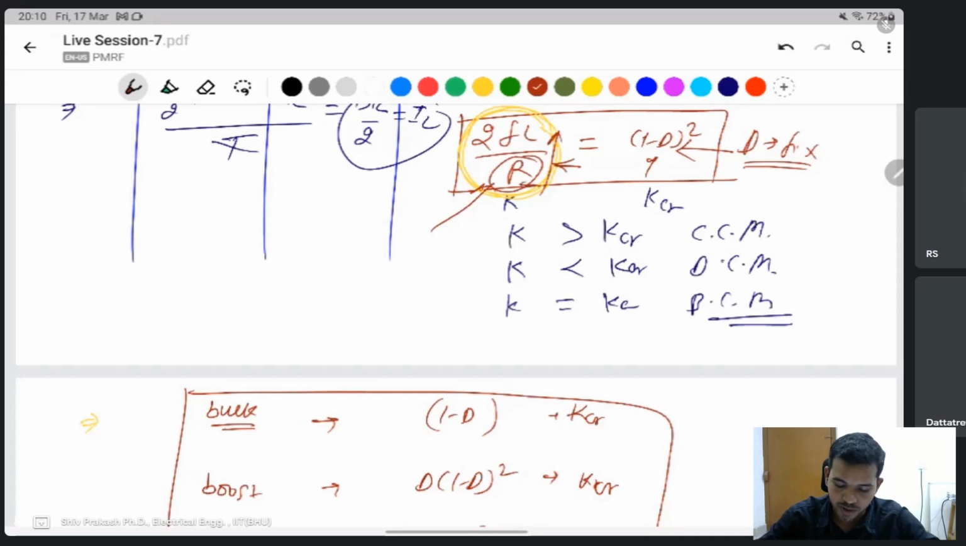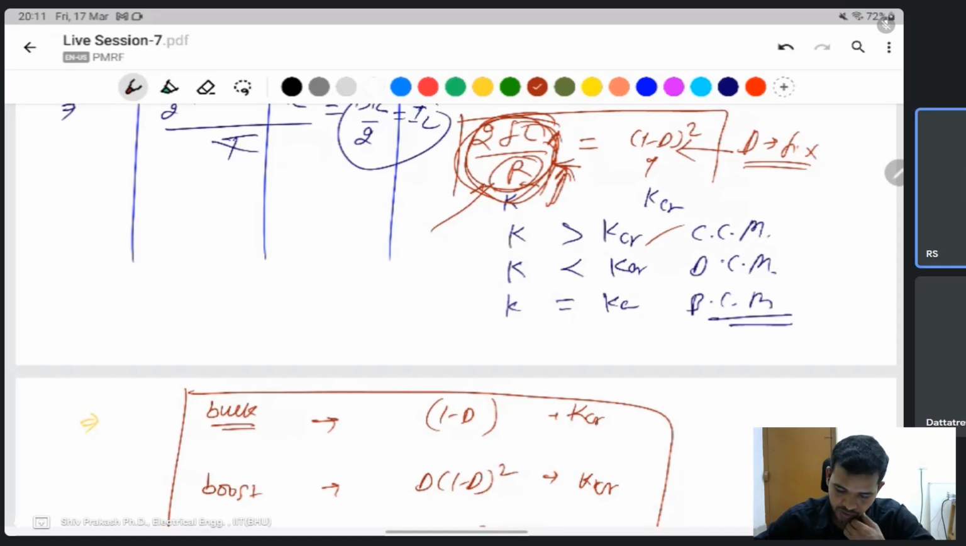If your load increases, then it is greater than the critical value and goes to continuous conduction mode. If your load decreases, it means the resistance will increase. So this one increases, then this value decreases, and it goes to discontinuous conduction. Everything depends on the load. But in CCM, it doesn't depend that much on load.